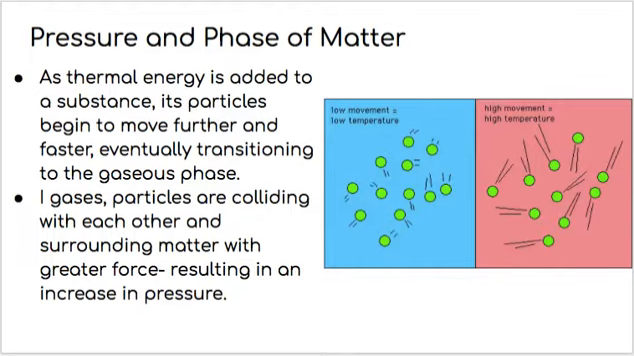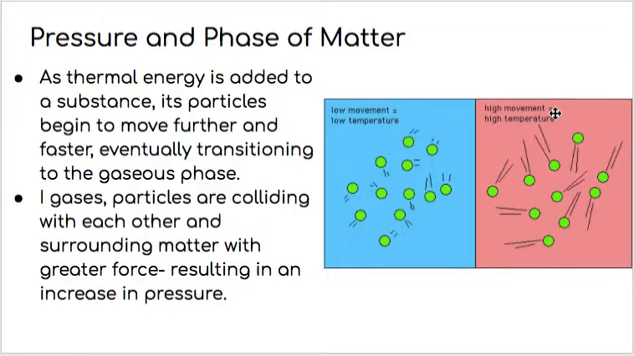So we know that as thermal energy is added to a substance, so as I increase the temperature of a substance, its particles begin to move further apart, and they begin to move faster. Eventually, as more and more thermal energy is added, they move far enough apart and at a high enough rate of speed that they will eventually transition into the gaseous phase.